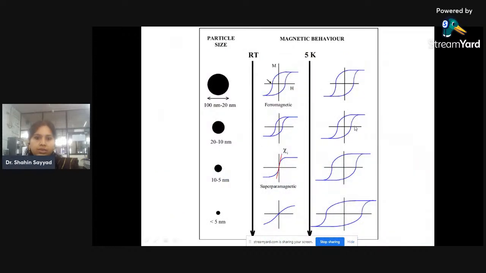So this is the hysteresis loop. If you have done the ferromagnetic experiment, this point on the curve is the saturation, this is the retentivity, and this is the coercivity. Coercivity means that to make the magnetization zero, we apply a magnetic field in the opposite direction. So it requires a large field. With decreasing particle size, this coercivity is increasing, and so is the area under this curve.